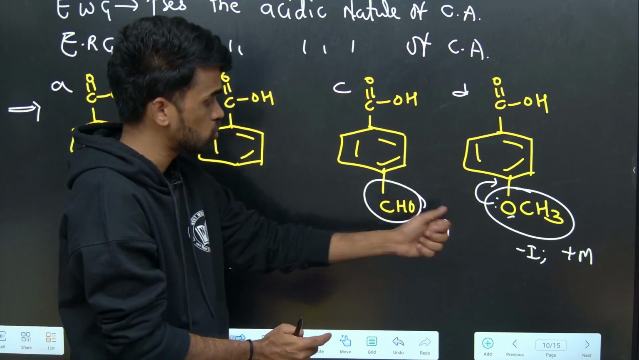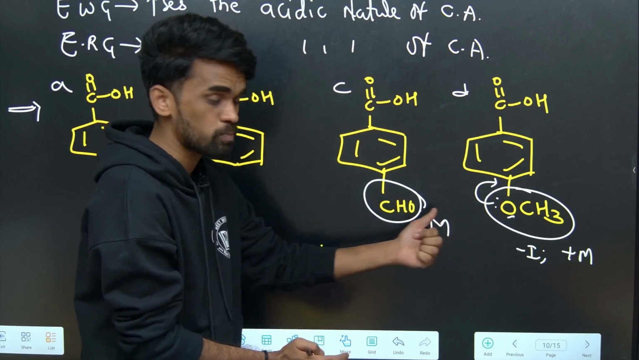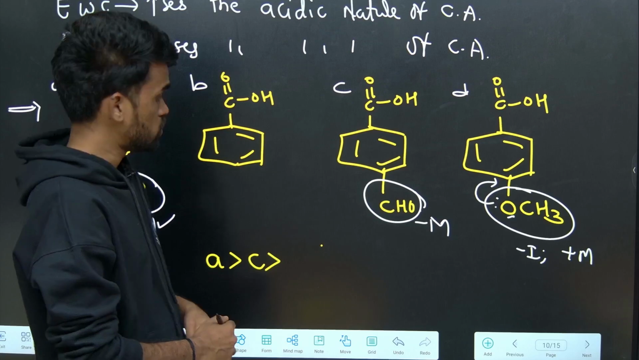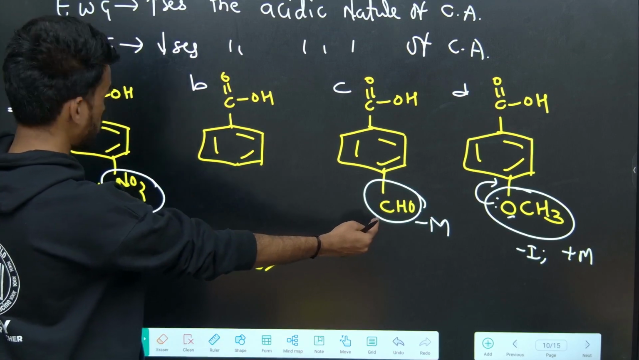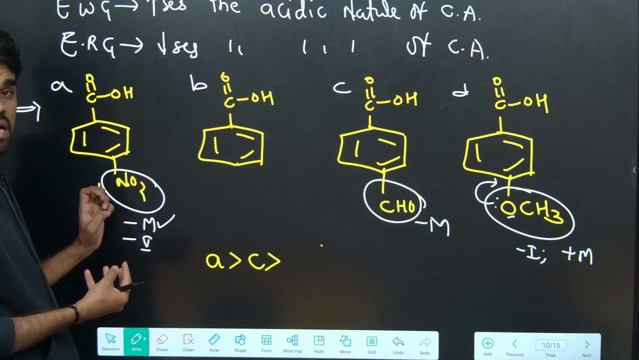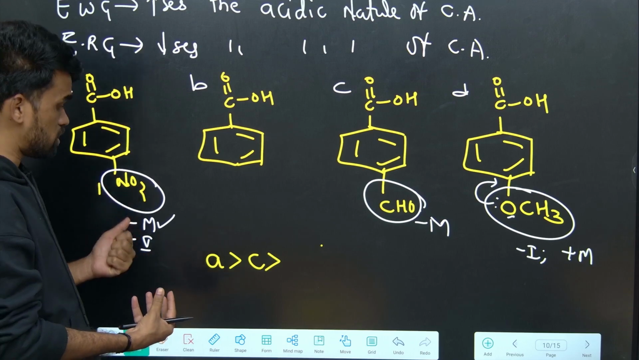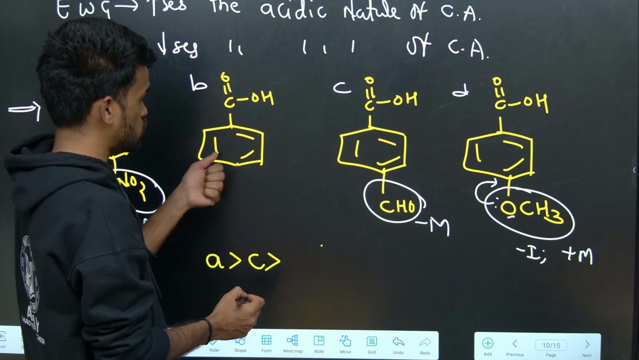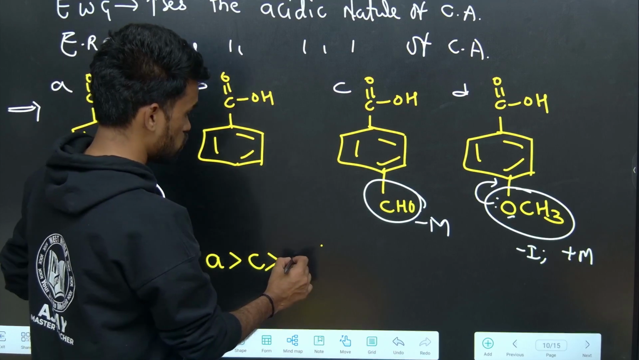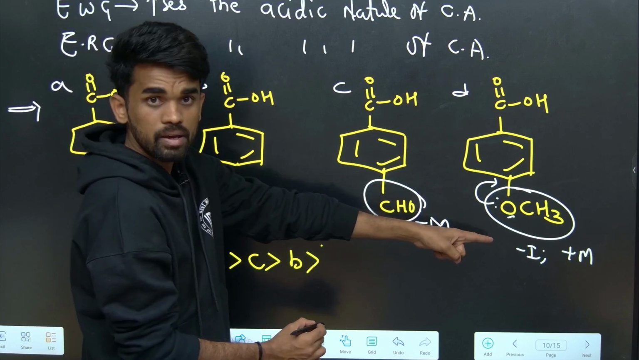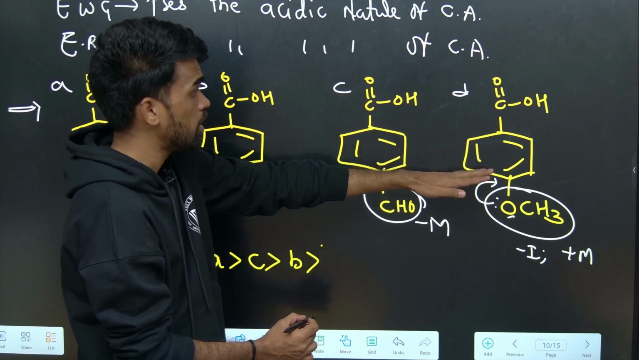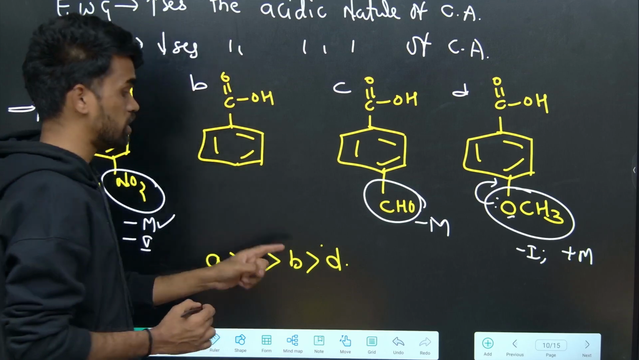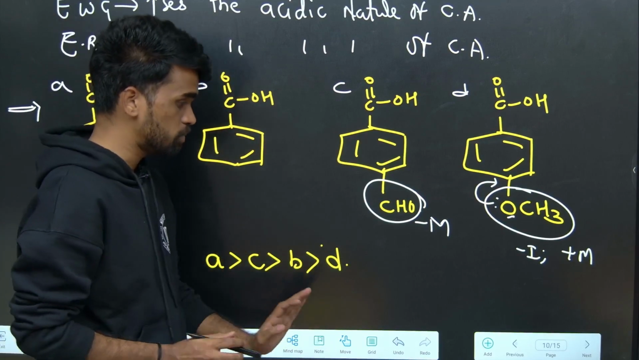Then next, out of these two, this is a minus M group, that is plus M, so the minus M effect is more, so C I can write here. Then next, out of A and C, we know the nitro group is a strong minus M group, that's why this is more acidic, C is over. The next, out of D and B, there is no effect here at the para position, so I can write B, and this is an electron releasing group, so this decreases the acidic nature when we compare with B, so that will be the least. So this is how you need to decide the acidic nature order. Okay, I hope this is also clear.